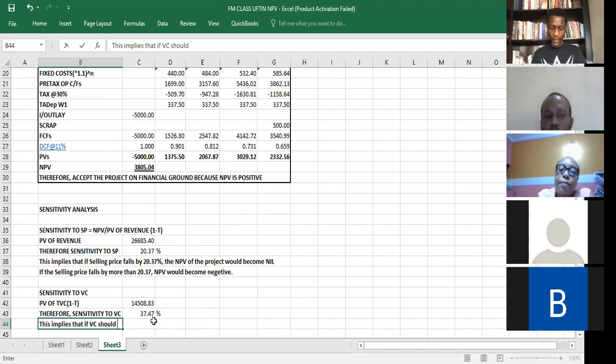It does not fall. The variable cost increases. Please listen to me. When we are dealing with sensitivity, we have to understand what we are considering. For cost, we are sensitive to cost rising. We are sensitive to outflows rising and to inflows falling.